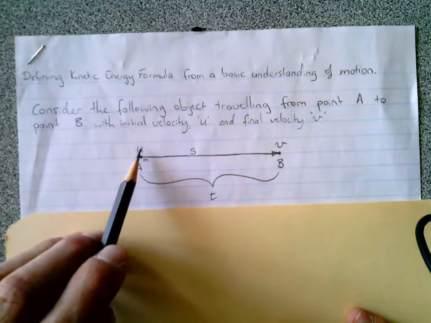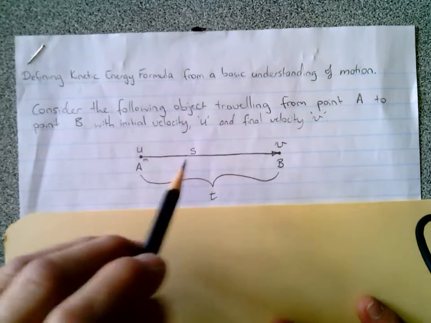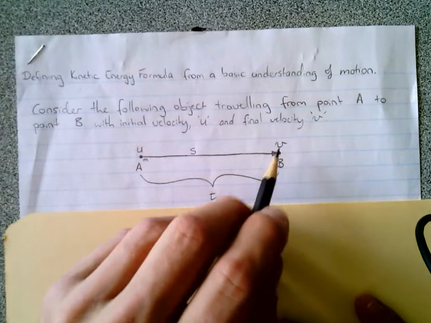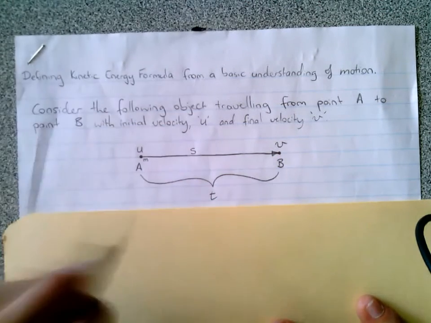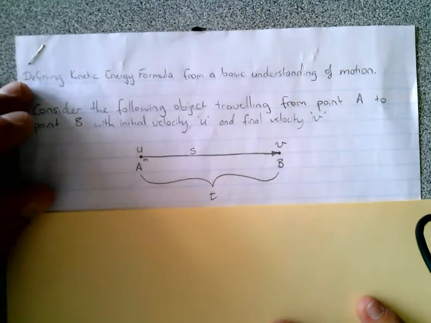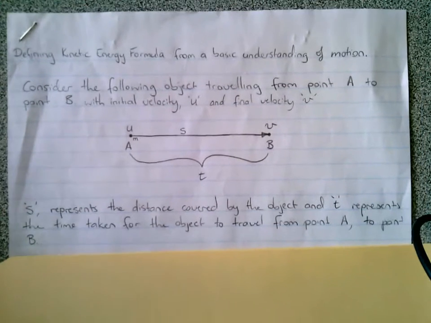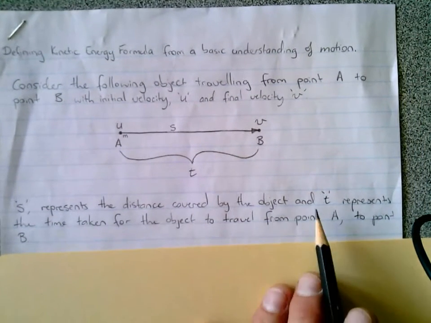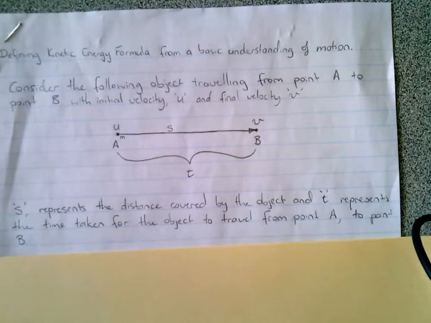and it has an initial velocity of u. It's going to travel some displacement or distance to a point B, where it's now travelling at a final velocity v, where t represents the time it took to get from point A to point B. So that's what I've written here. S represents the distance covered by the object, and t represents the time taken for the object to travel from point A to point B.